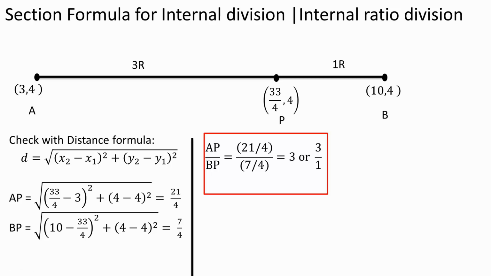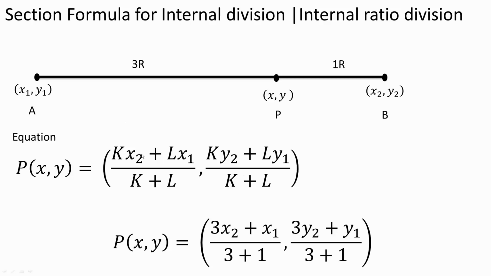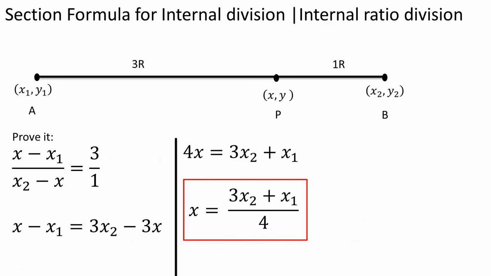So next, I will go ahead and prove that equation. So this is the equation that we saw earlier. And we said that K is 3, because this right here is 3R, and L is 1, because this right here is 1R. And so if you use this equation, you get this. But what happens if you forget the equation? What are you going to do? We can actually derive it. So we can say that A is x1 comma y1 and B is x2 comma y2, and P is right here, and that this length is 3 times as big as this length.